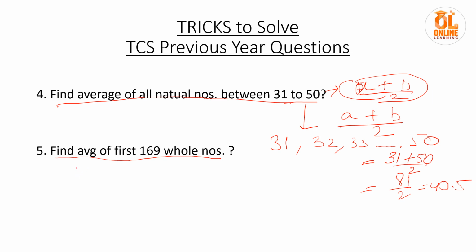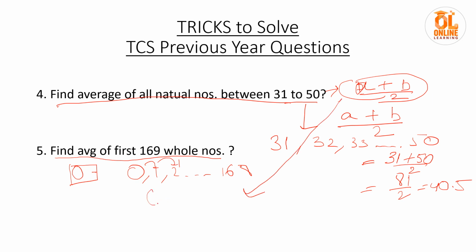Like this way you have to find average of first 169 whole numbers. So what are whole numbers? The numbers starting from 0. So what will be the first 169 whole numbers? 0, 1, 2, 3 like this way up to 168. The common difference between the numbers are same, that is they differ by 1. So we can apply this formula here.